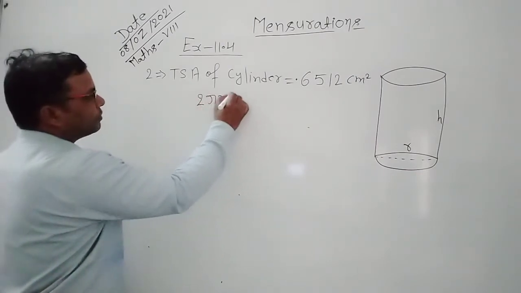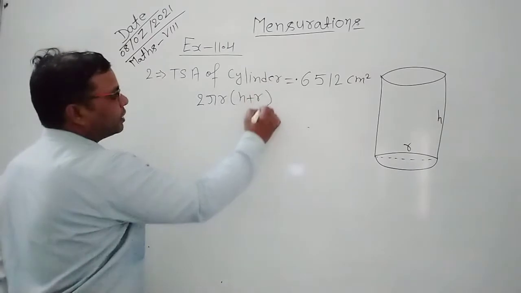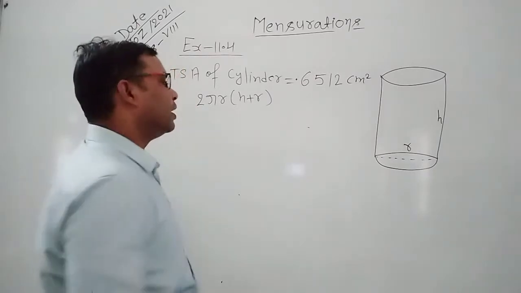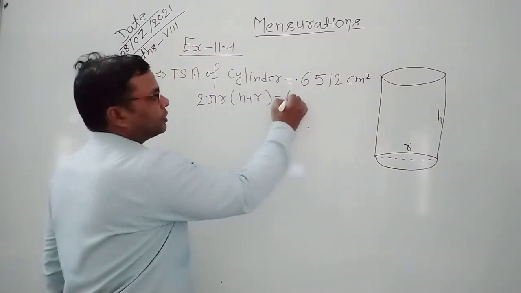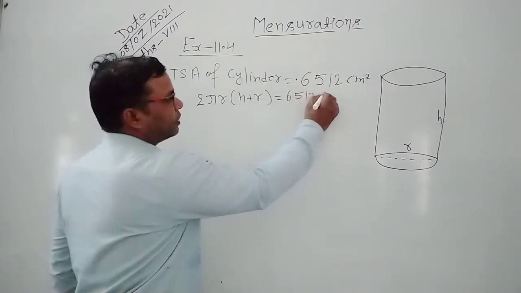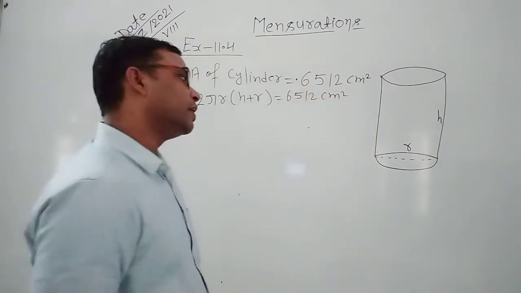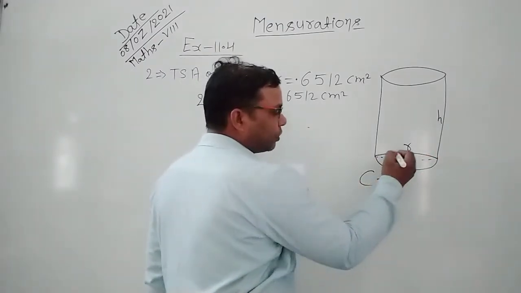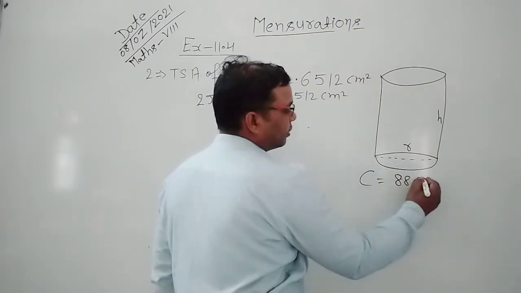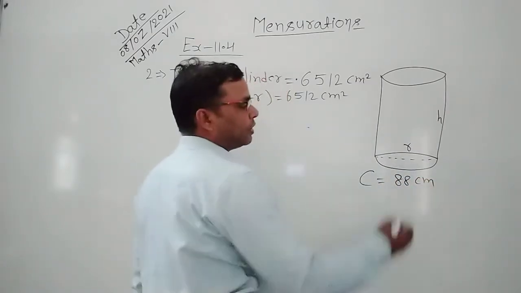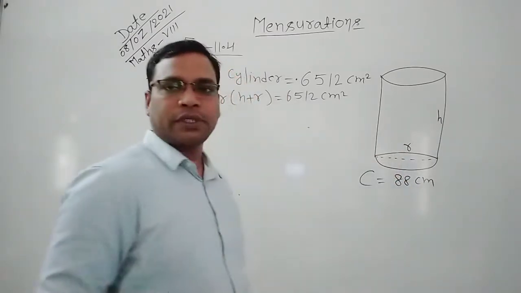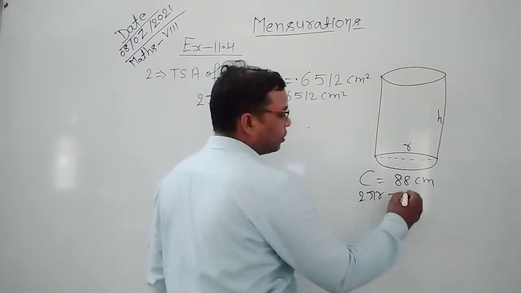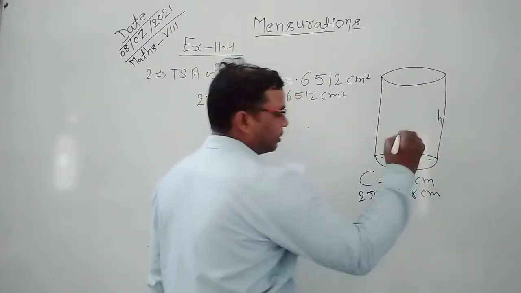2 pi r into h plus r. This is the total surface area of a cylinder, and this is also given as 6,512 centimeter square. But students, the circumference, this portion, circumference C is given as 88 centimeter. And we know very well the circumference of a circle is 2 pi r. This is equal to 88 centimeter.